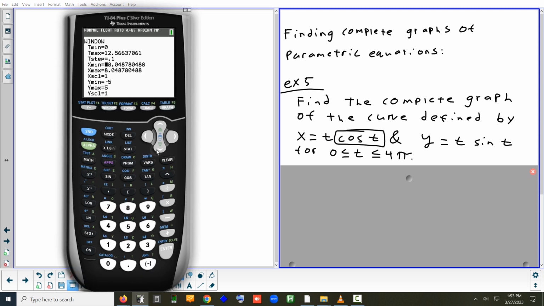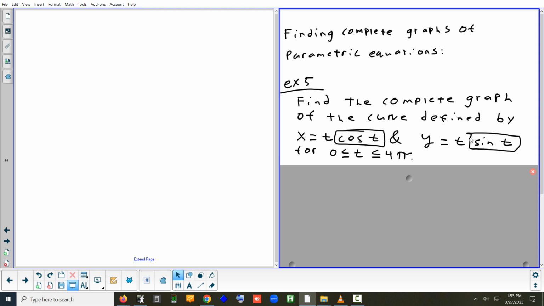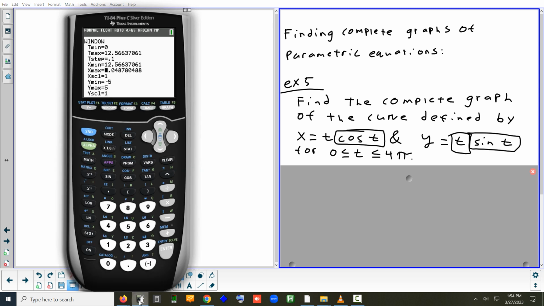So let's set our x max to 4 pi. Now it's the same thing for the y max. The biggest that sine can ever be is 1. The biggest that t can ever be is 4 pi. And if those two things both lined up at the same time, the biggest y value you could ever get is 4 pi.